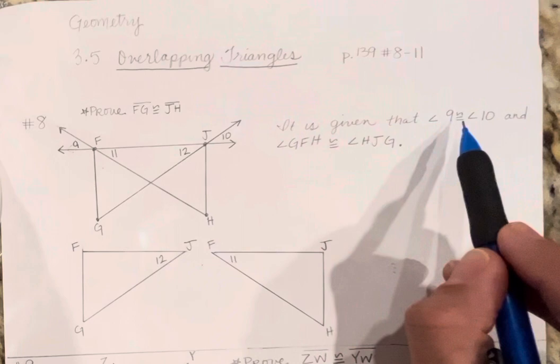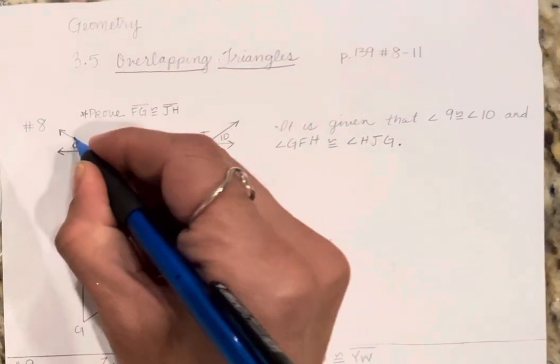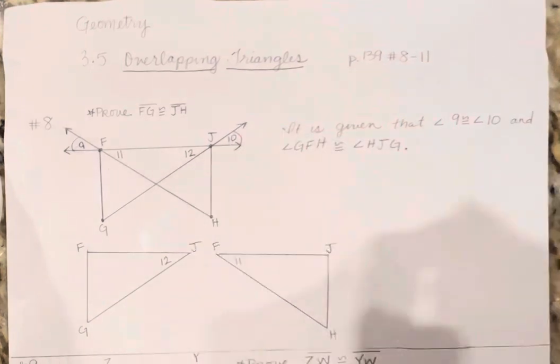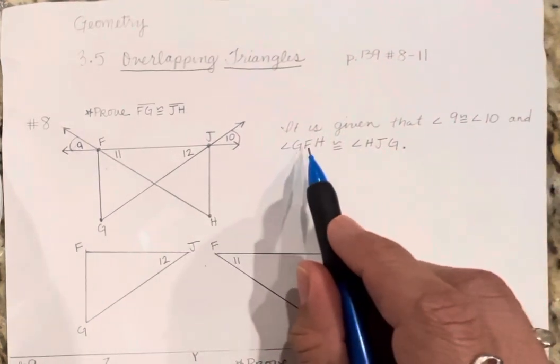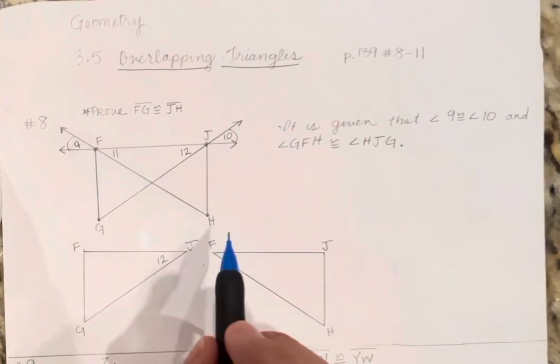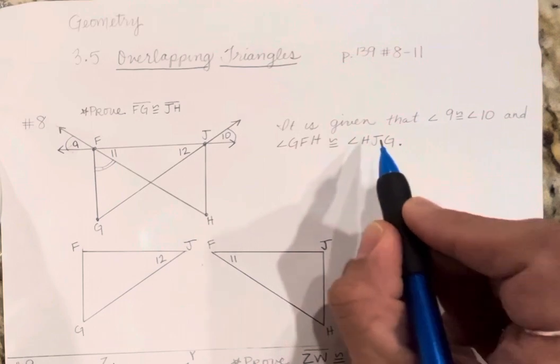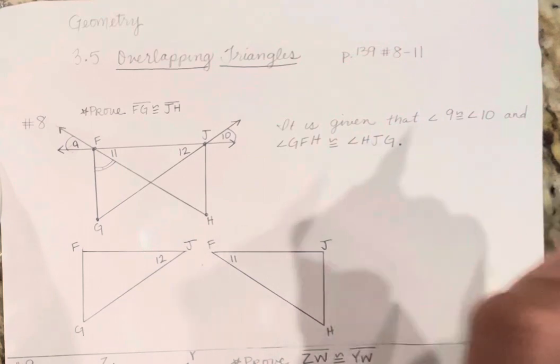And the given is that angle 9 and 10 are congruent. So I'll draw in tick marks here. And angle GFH, so that's this angle here, is congruent to angle HJG.